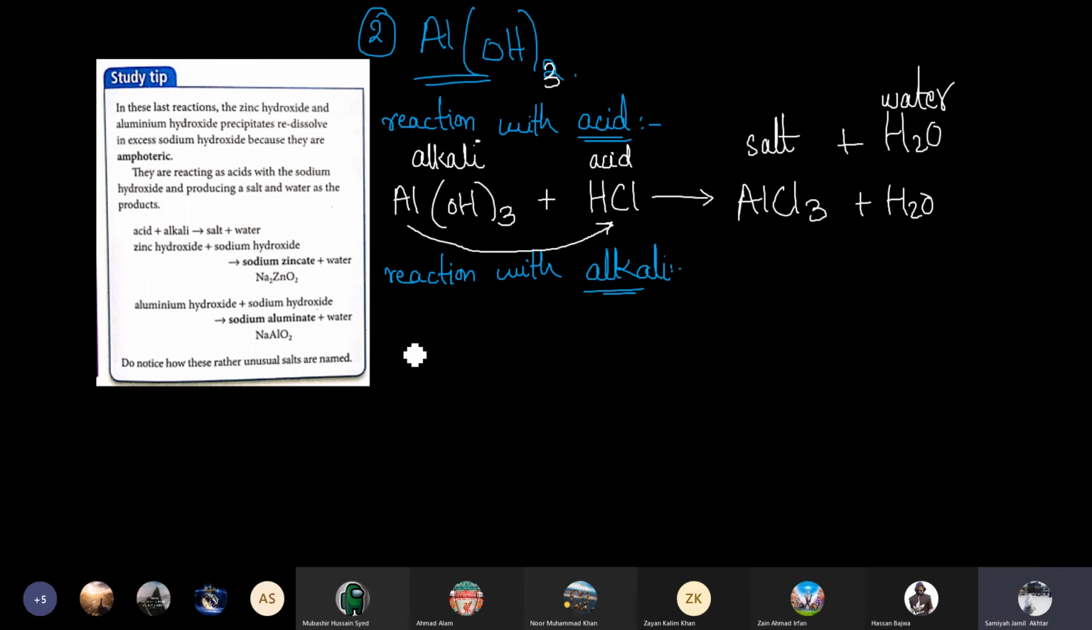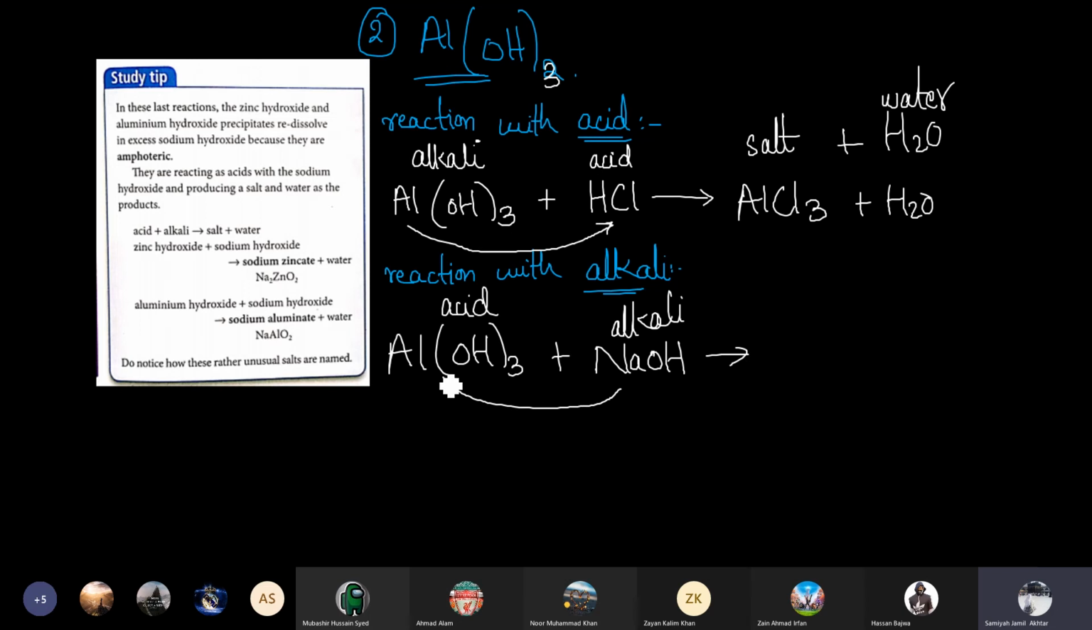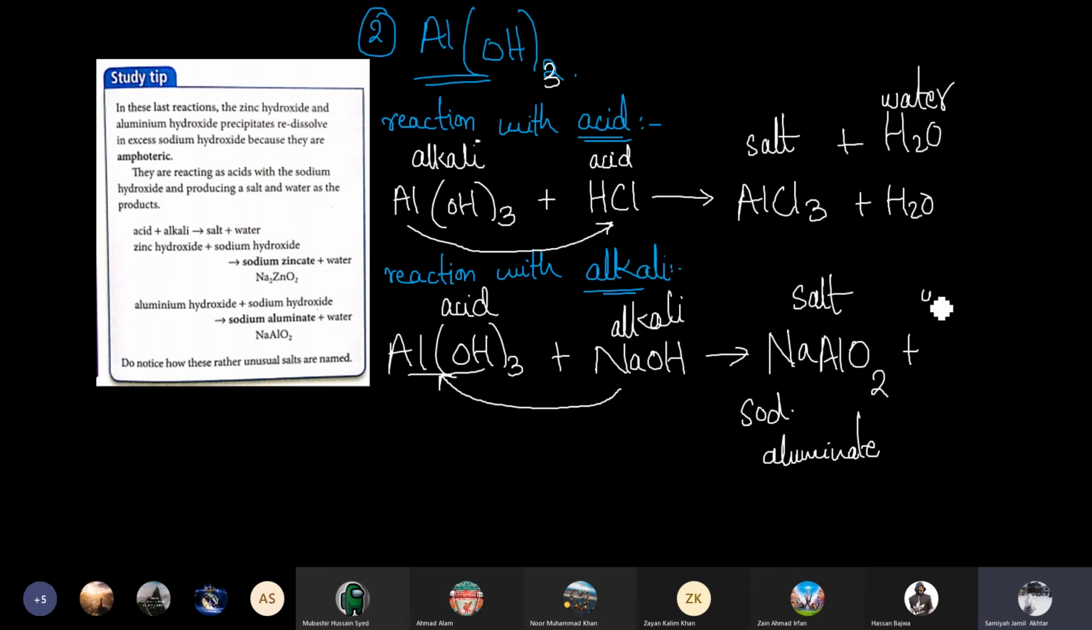And for the reaction with alkali, when aluminium hydroxide reacts with an alkali, it becomes an acid. So here sodium will react with aluminium oxide, and it will form sodium aluminate, NaAlO2, sodium aluminate salt, plus water.